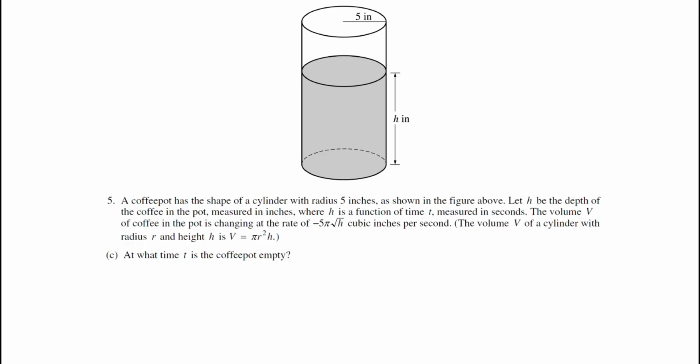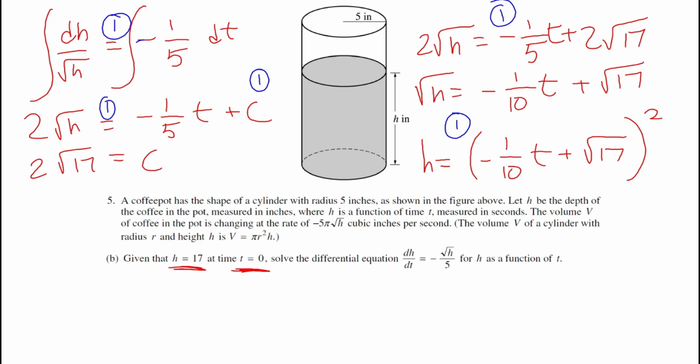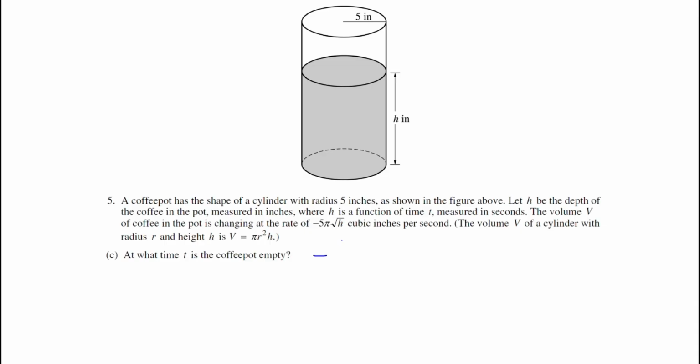And part C asks us, at what time t is the coffee pot empty? Well, that would be when h is equal to 0. And we just got a function for h right here. So we just need to set that equal to 0. Negative 1/10 of t plus root 17 all squared needs to equal 0.